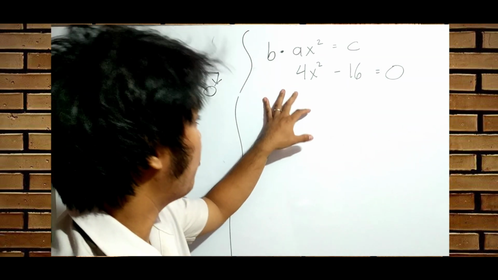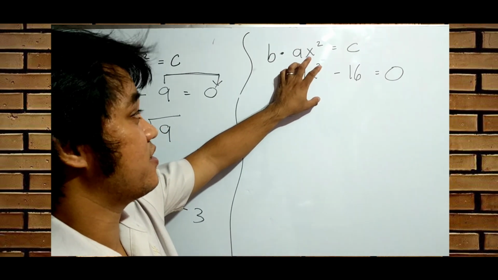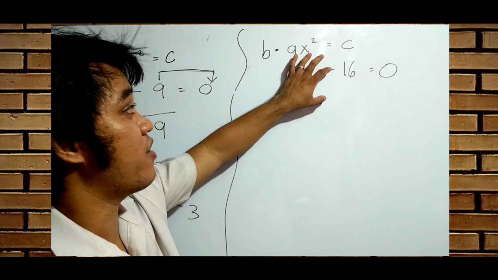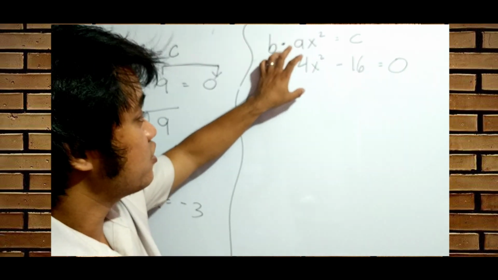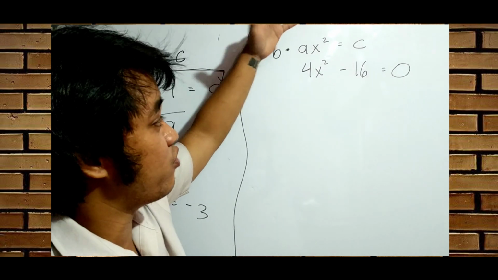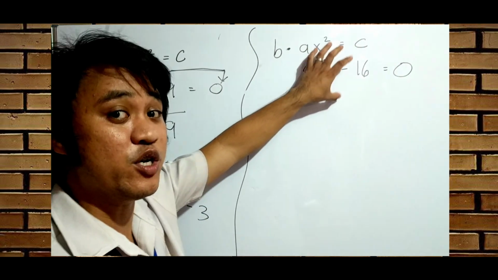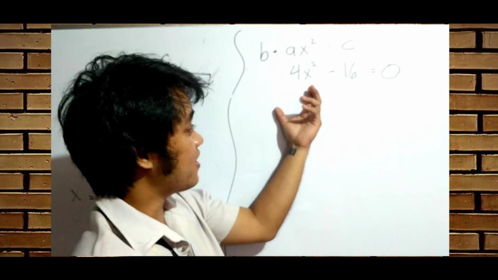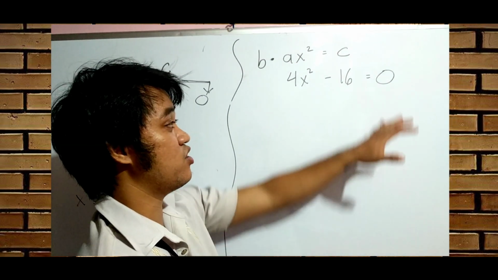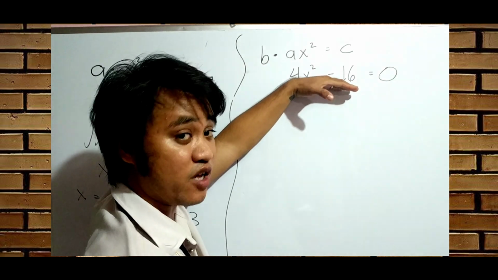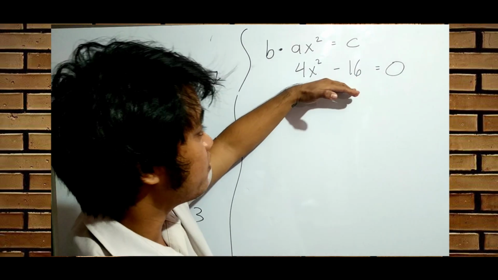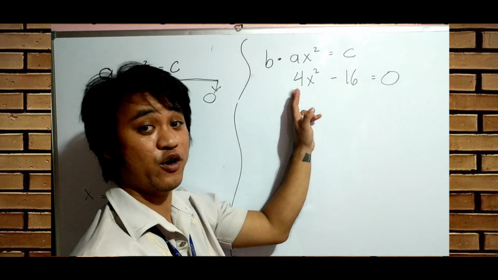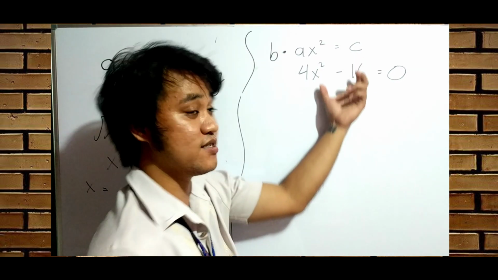In our previous example, our x squared doesn't have any numerical coefficient. In our next example, our x squared now has a numerical coefficient a. So we have now the equation ax squared is equal to c. To find the roots of the equation, for instance, we have 4x squared minus 16 is equal to 0. Again, this is in standard form. So we need to transform this into ax squared equals c, where a is your 4, and negative 16 is your c.